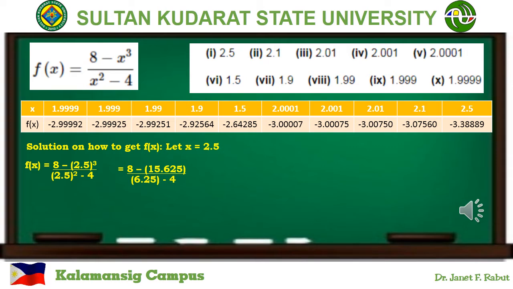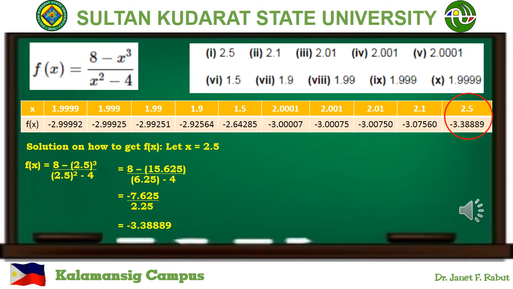So this is now equal to negative 7.625 when we subtract 15.625 from 8. Then 6.25 minus 4, that is 2.25. So when we divide these numbers, we will get negative 3.38889. In other words, if our x is 2.5, our f(x) is negative 3.38889, and that is true, no? Showing the table.